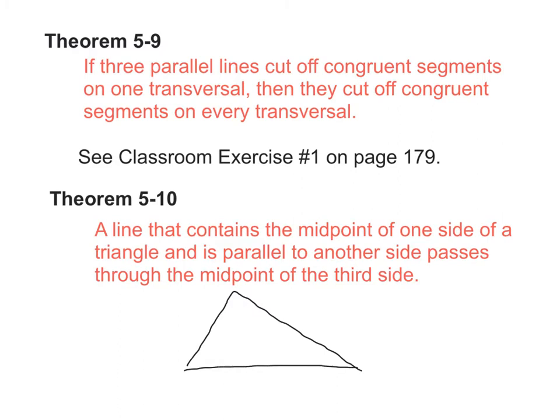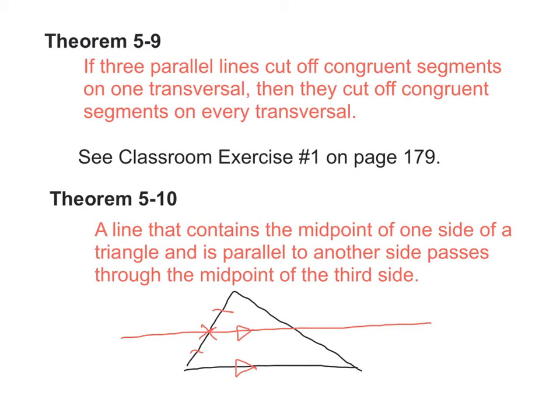And let me use a different color here. Now, what this says is a line that contains the midpoint of one side of a triangle. Okay, where's the midpoint? Let's say the midpoint is right there, okay? So a line that goes through that point and is parallel to another side. So let's say that here's our line, and this line is parallel to this line. All right? So we know that this is equal to this, because that's the midpoint. So we have a line going through the midpoint of one side of a triangle. It's parallel to another side.